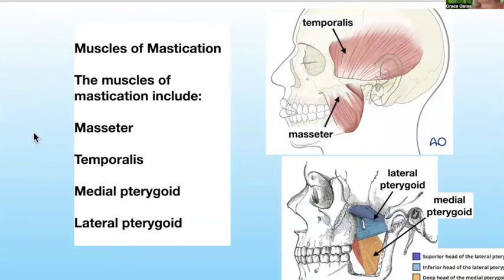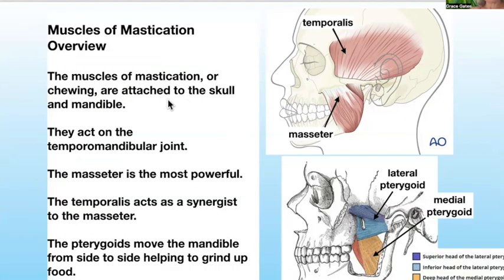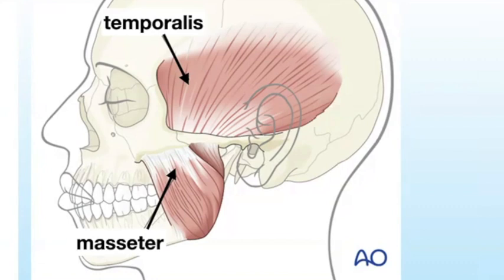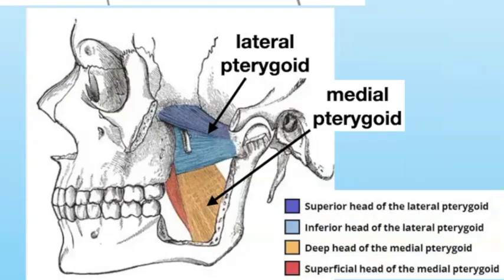All right, so we will start with muscles of mastication. The muscles of mastication include the masseter, temporalis, medial pterygoid, and lateral pterygoid. This word that starts with a P is said pterygoid. The P is silent. The muscles of mastication or chewing are attached to the skull and the mandible. They act on the temporomandibular joint. The masseter is the most powerful. The temporalis acts as a synergist to the masseter. The pterygoids move the mandible from side to side, helping to grind up food.